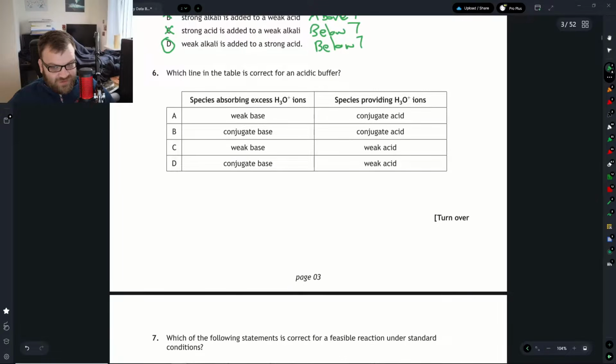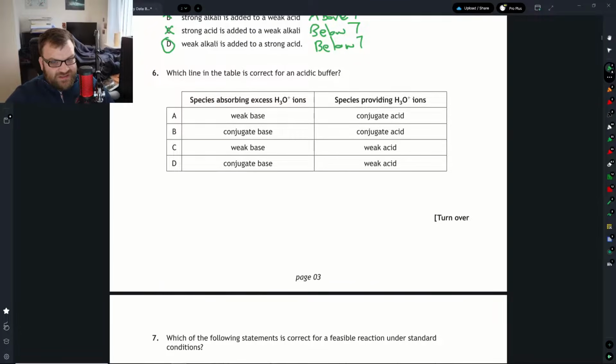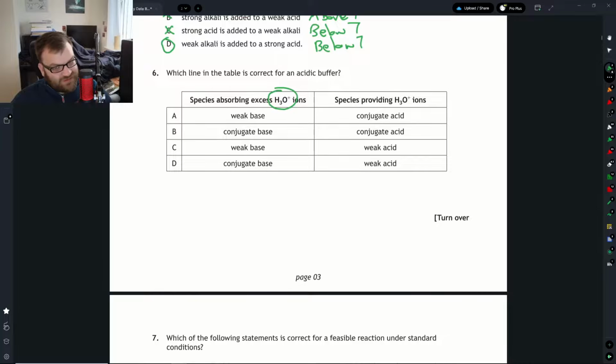Next up, we're talking about an acidic buffer. Species absorbing excess H+ ions, that's going to need to be your conjugate base. If the conjugate base picks up the hydronium ions, that will turn back into your weak acid. Get rid of these 2. And a species that provides H3O+, that's going to be acting as your acid. That would then give me an answer of D.